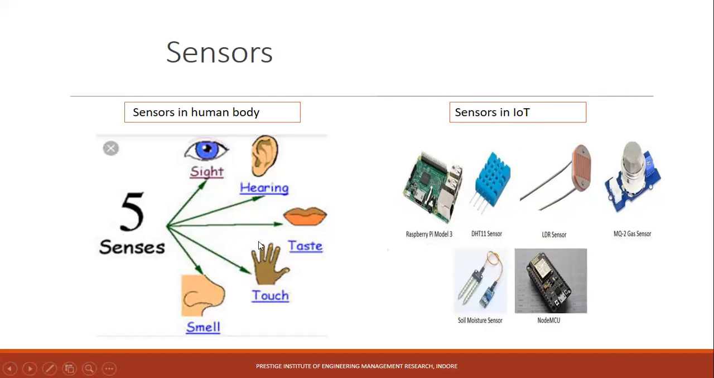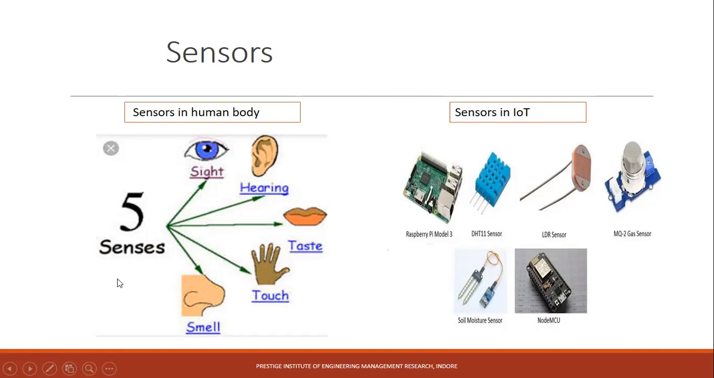Here you can see two diagrams. On the left hand side you can see sensors in the human body. In our body there are 5 senses. You can easily see in this diagram: sight, hearing, taste, touch, smell. These are the 5 senses of human beings. And what is the function of these sensors? Sight is for the visual, hearing is to receive sound, then touch, smell.